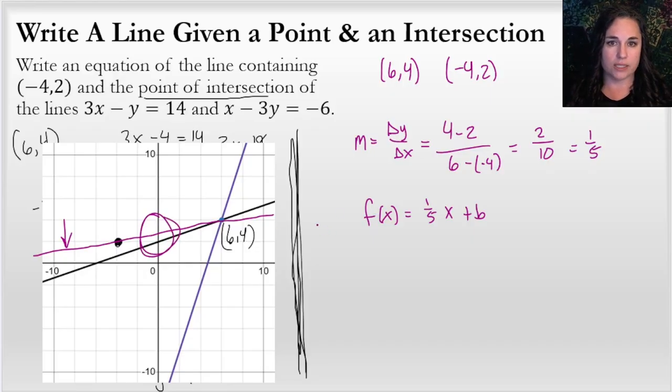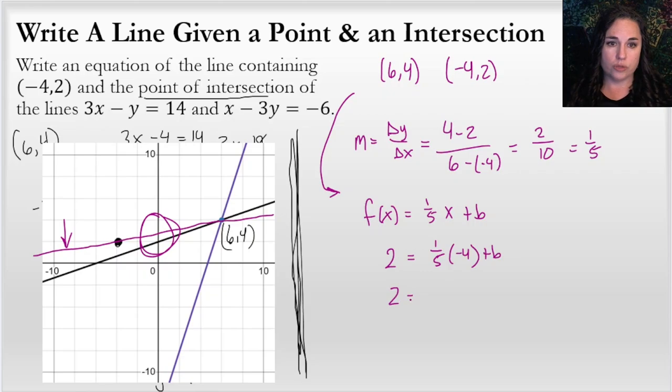The y-intercept is in here. I'm going to plug in one of those points. That's all I have to do to solve is plug in one of those points. So when I plug in negative 4, I get 2 out. So 2 equals 1/5 times negative 4 plus b.